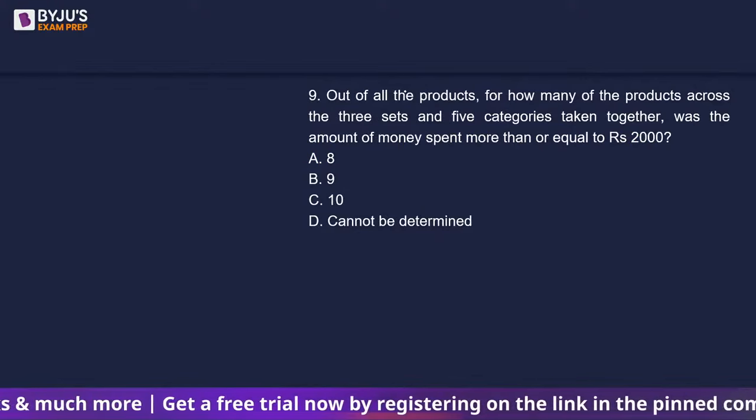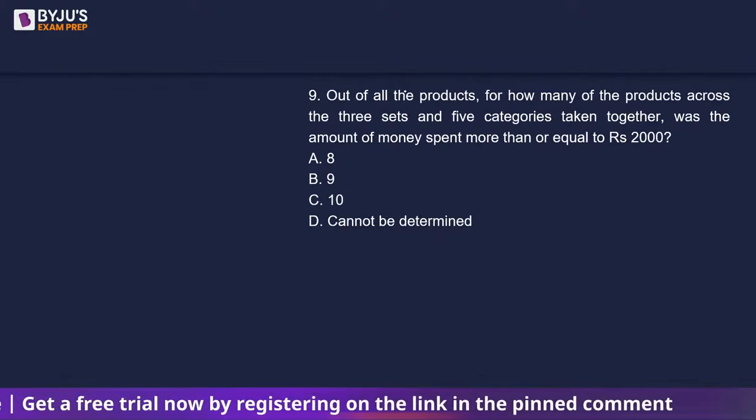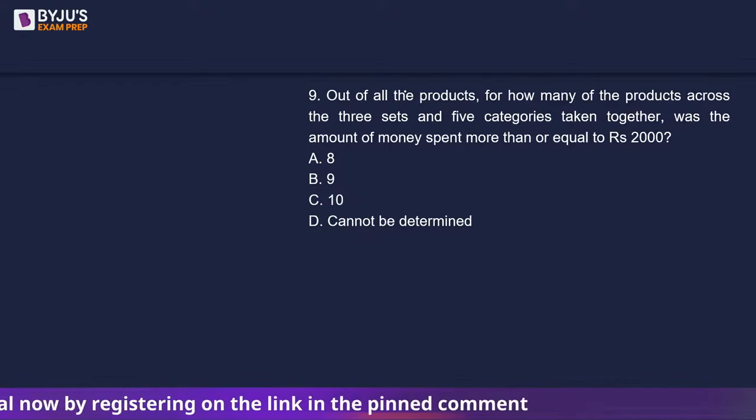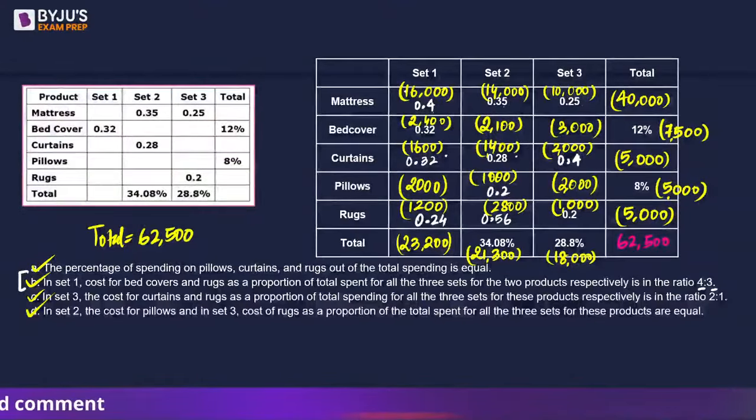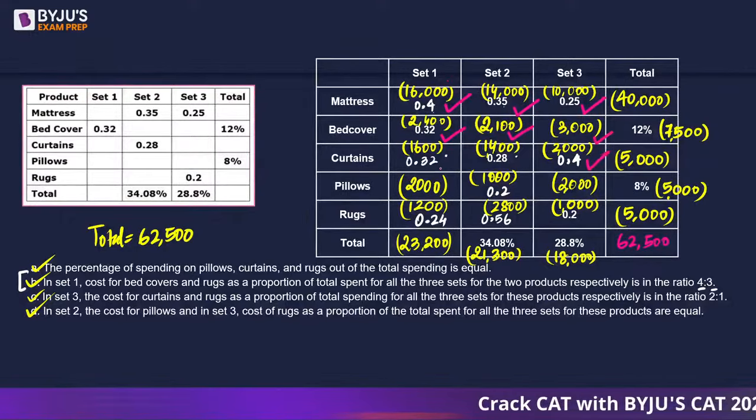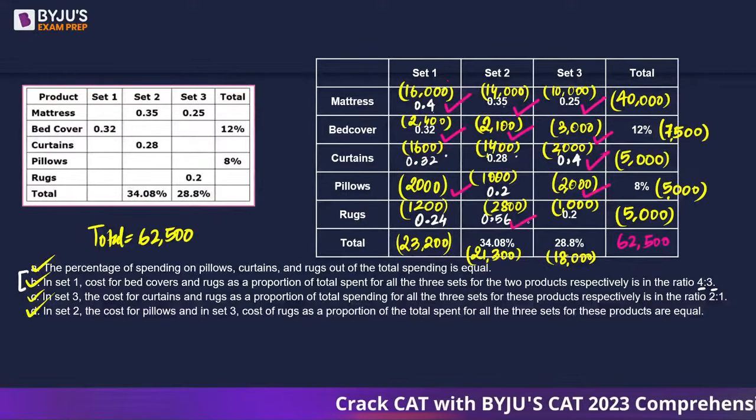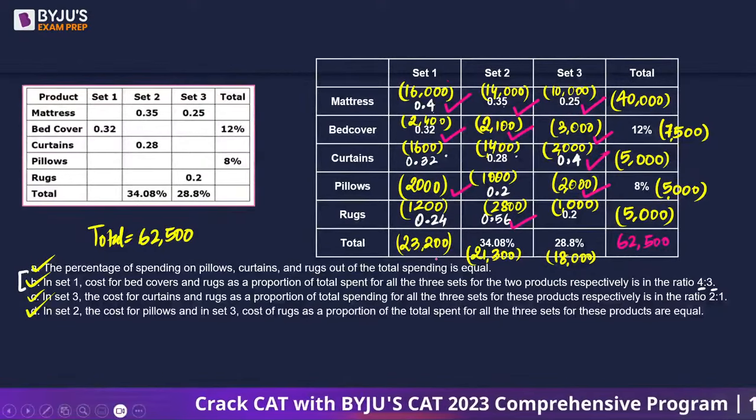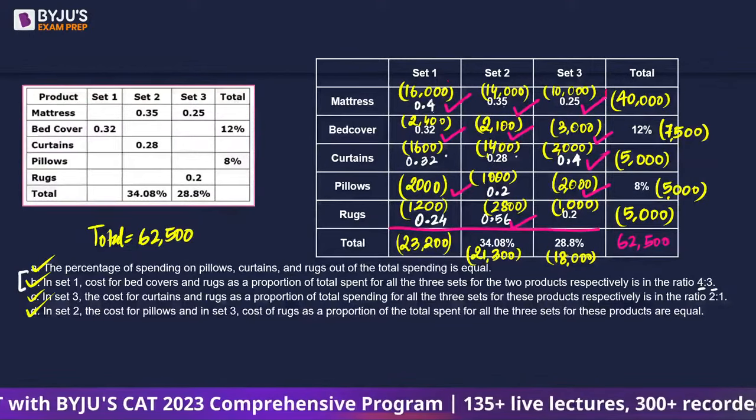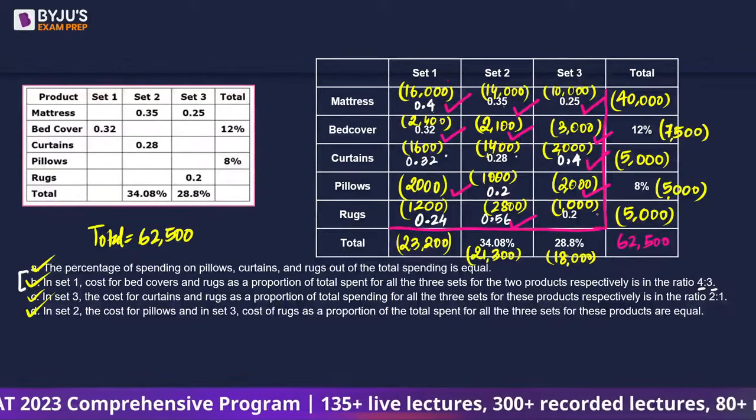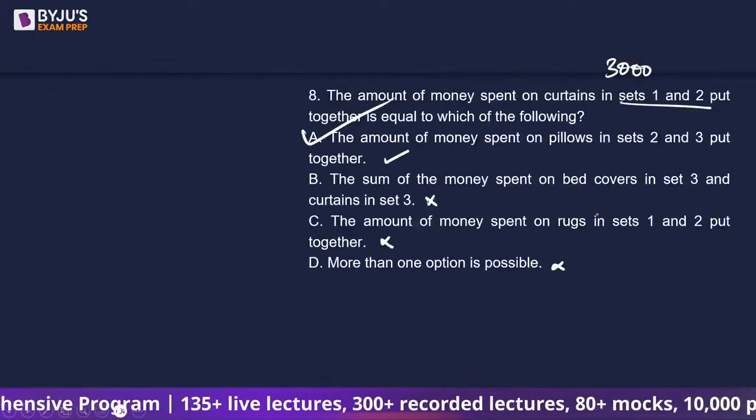Next one. Out of all the products, how many of the products across the 3 sets and 5 categories taken together was the amount spent more than or equal to 2000? तो देख लेते. More than or equal to 2000 में we have 1, 2, 3, 4, 5, 6, 7, 8, 9, 10. 10 of them, right? इसके नीचे और इसके side में नहीं जा सकते because that is about going beyond the set types. It's the total component. So 10 of them.